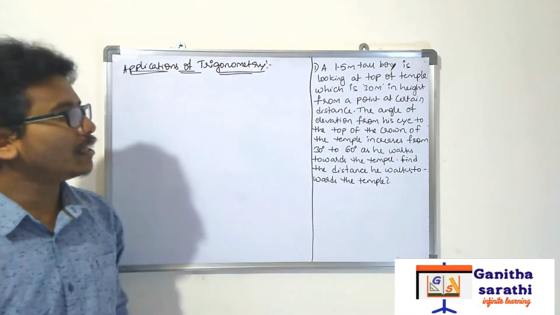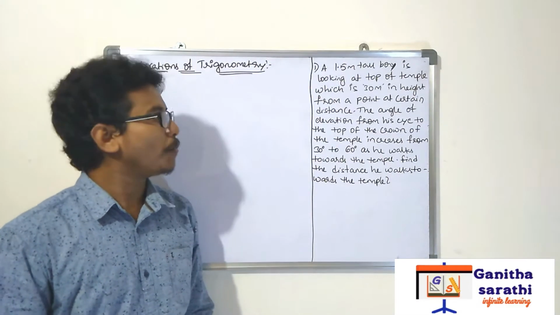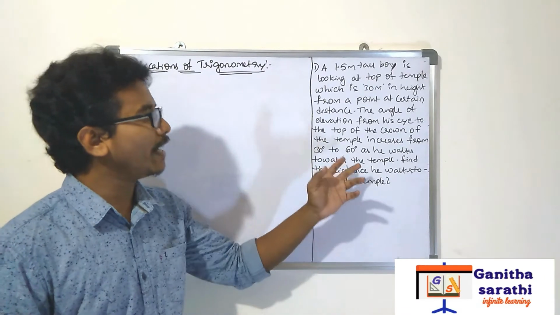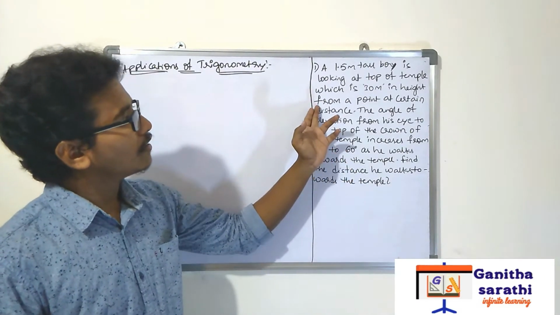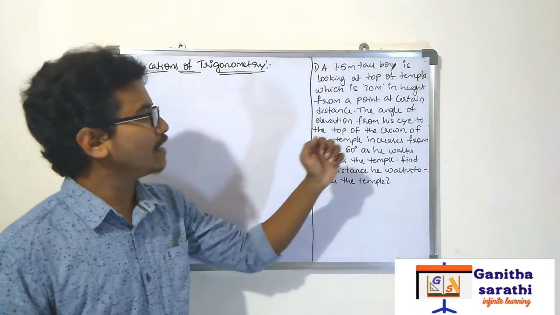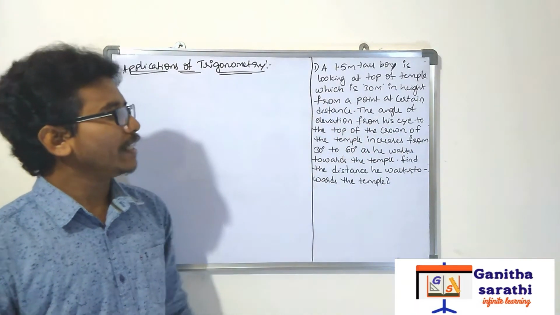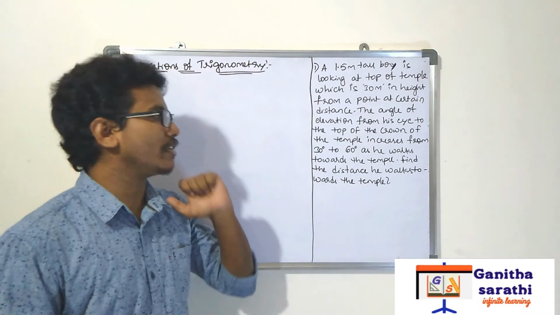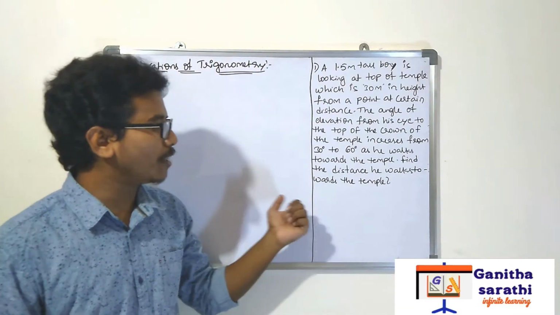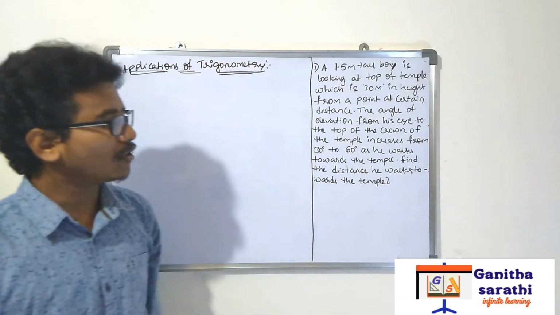A 1.5 meter tall boy is looking at the top of a temple which is 30 meters in height, and from a point at a certain distance the angle of elevation from his eye to the top of the crown of the temple increases from 30 degrees to 60 degrees as he walks towards the temple. Find the distance he walks towards the temple.